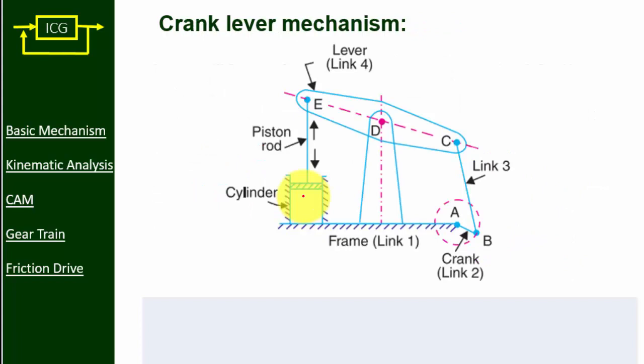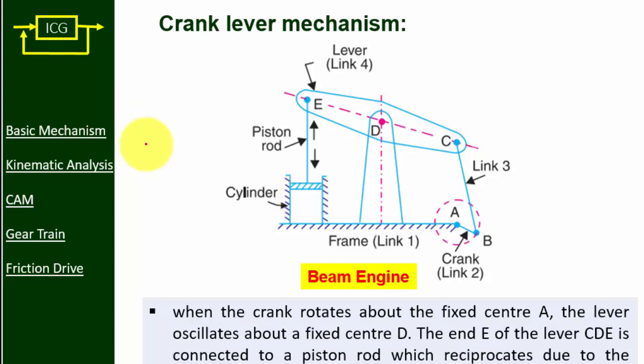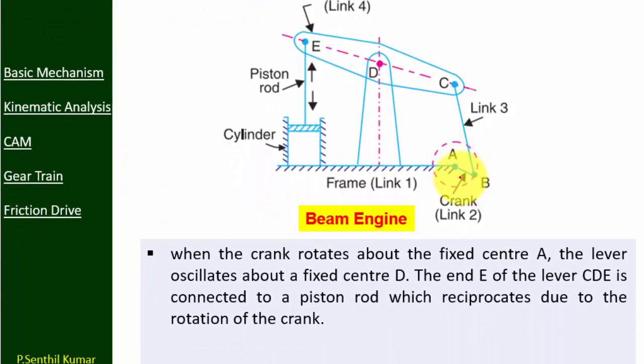Crank lever mechanism. One of the best examples for crank lever mechanism is the beam engine. So what is a beam engine? When the crank AB rotates about a fixed point A, the lever CD oscillates about a fixed point D. The end E of the lever CD is connected to a piston rod, which reciprocates inside the cylinder. So this is the working of the beam engine. So when the crank rotates about point A, the lever oscillates about point D. Meanwhile, the end of the lever reciprocates inside the cylinder.